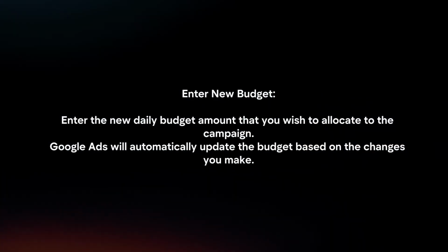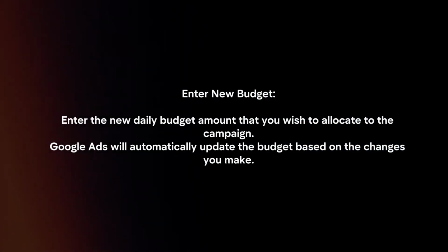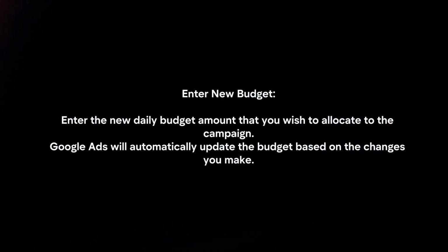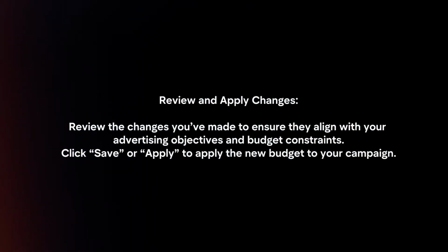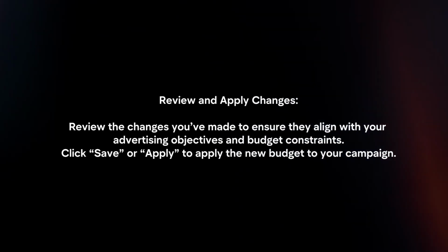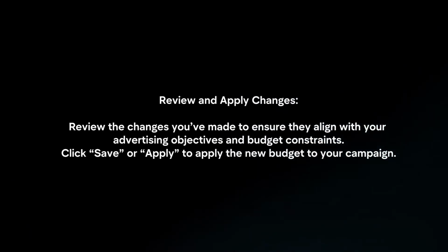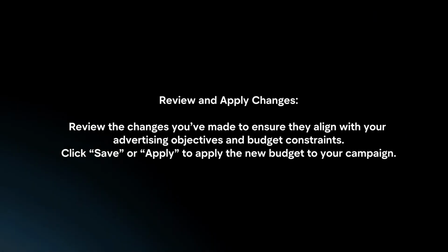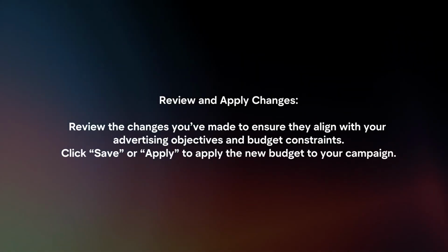Enter new budget. Enter the new daily budget amount that you wish to allocate to the campaign. Google Ads will automatically update the budget based on the changes you make. Review and apply changes. Review the changes you've made to ensure they align with your advertising objectives and budget constraints. Click Save or Apply to apply the new budget to your campaign.